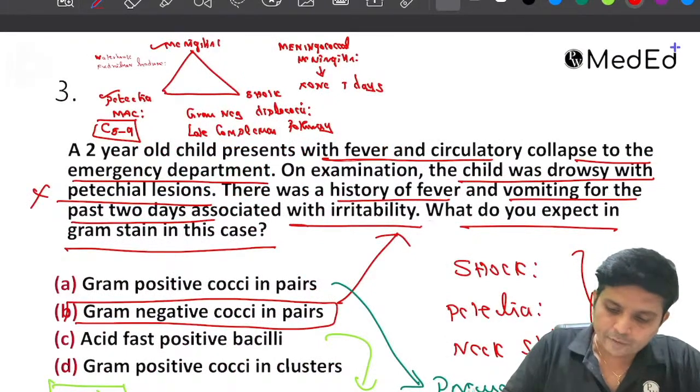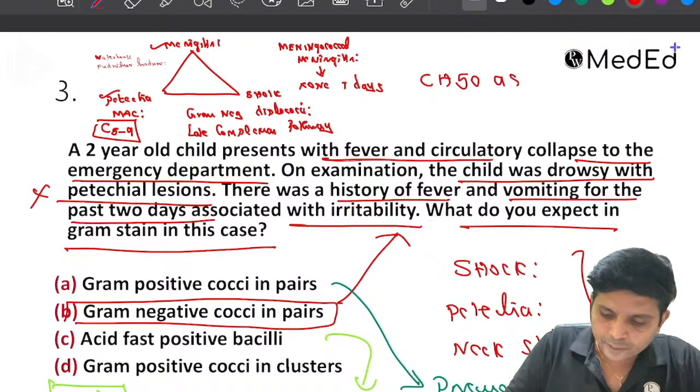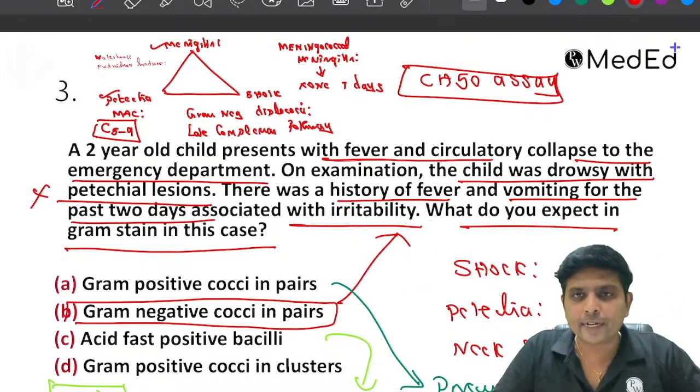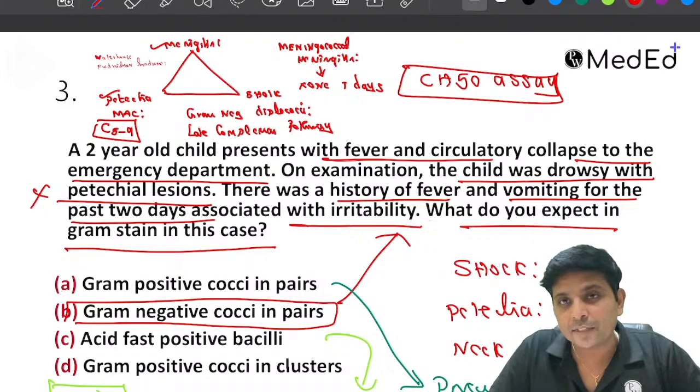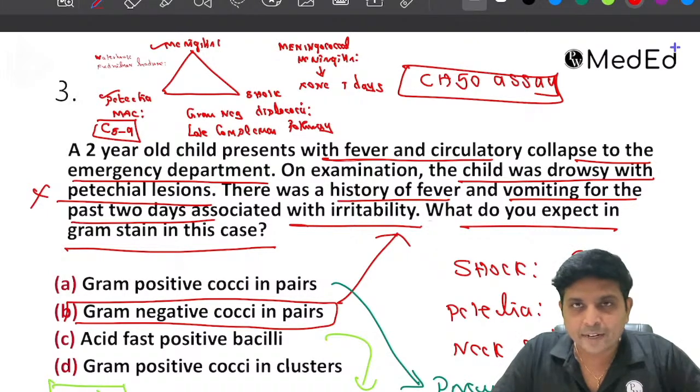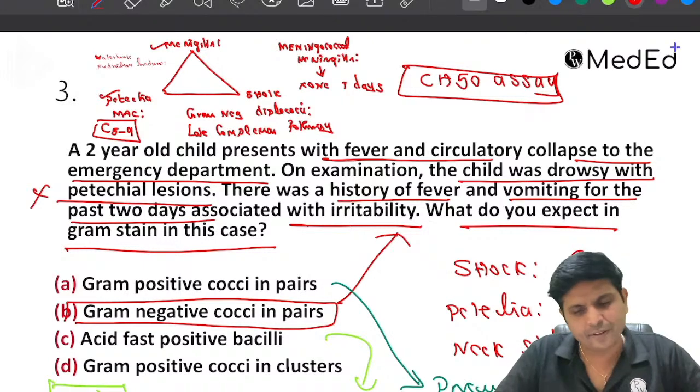One more point I want to mention is, what is the assay you need to do? You need to do CH50 assay. CH50 assay means from there you will get all early and late complement. So the single investigation that should be done to rule out the complement pathway defect is CH50 assay previously.